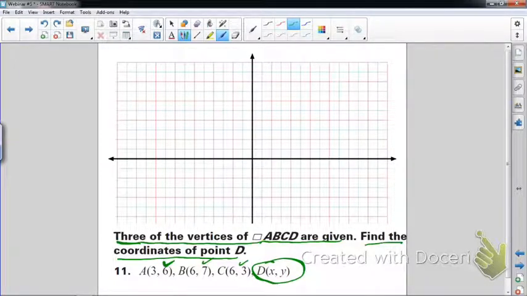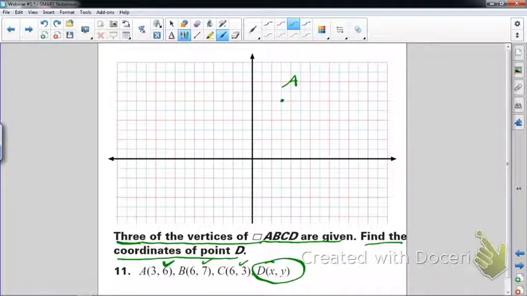In order for us to do something like this, we have to plot the first three points that they give us. So I'm going to look for A. A is located at (3, 6). So I have 1, 2, 3, then 1, 2, 3, 4, 5, 6. That's where A is located.